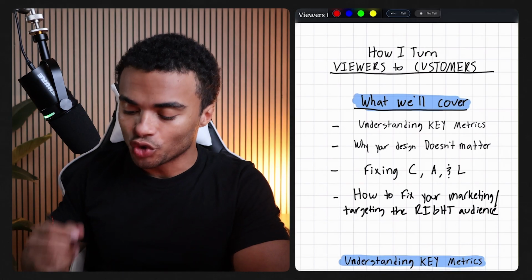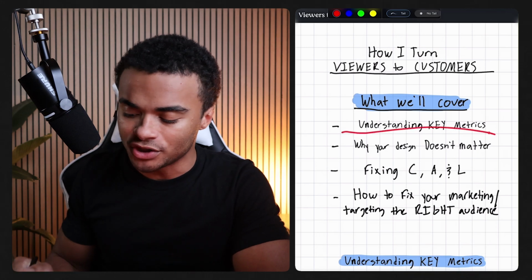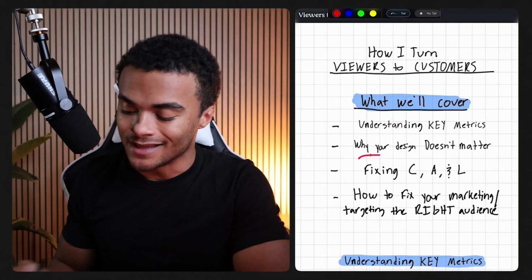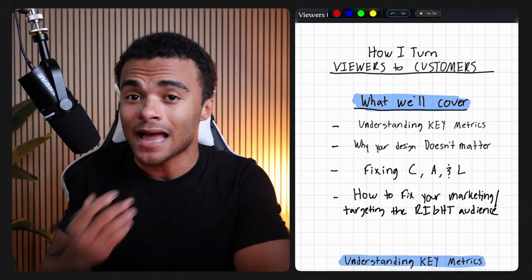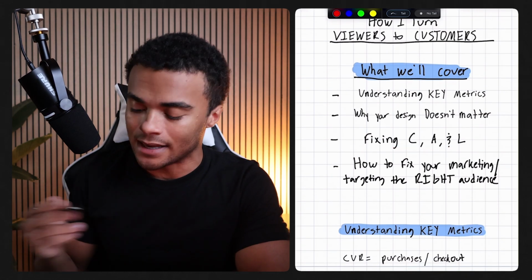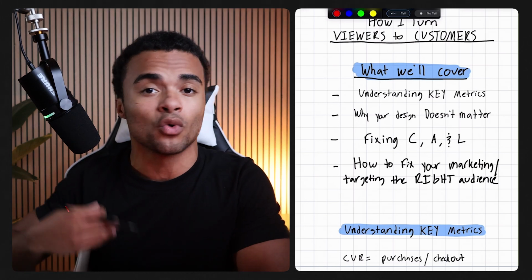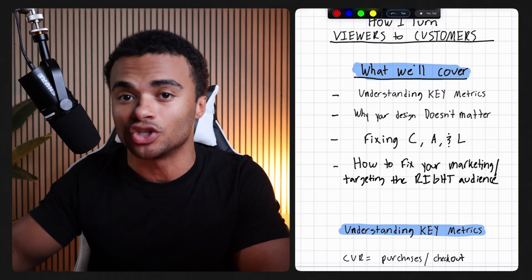Now in this video, we're gonna go through 4 very important things you need to do to turn your viewers into actual customers. The first thing, we're gonna go and understand key metrics. The second is we're gonna understand that the design actually doesn't matter and what actually does. Then we're gonna fix top secret backend metrics C, A, and L. And then we're gonna show you how to fix your marketing and target the right audience. Doing all 4 of these is going to allow you to get viewers into customers. So let's get into it.